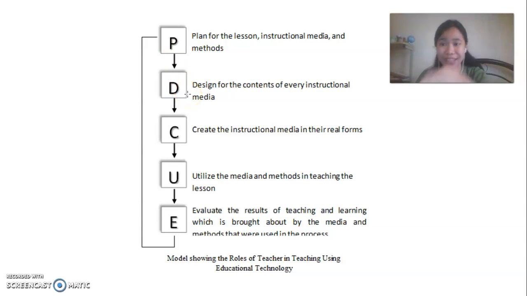You design the contents of your IMs. C is for creating your instructional media. U is for utilizing or using, okay? And E is for evaluating. Again, P for planning, D for designing, C for creating, U for utilizing, and E for evaluating.